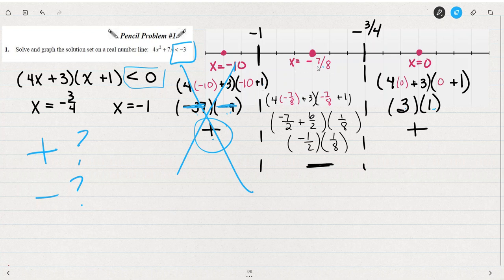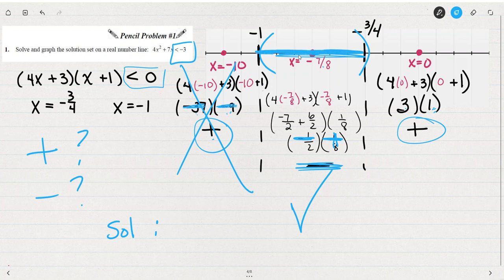When I let x equal negative 7/8, I get a negative and a positive. So when I multiply those, I do get a value less than 0. So this segment from negative 1 to negative 3/4 does solve that inequality. And then when x is 0 or anything to the right of negative 3/4, we get positive values only. When we multiply those, we get a positive. So our solution to this in interval notation is going to be from negative 1 up to negative 3/4.